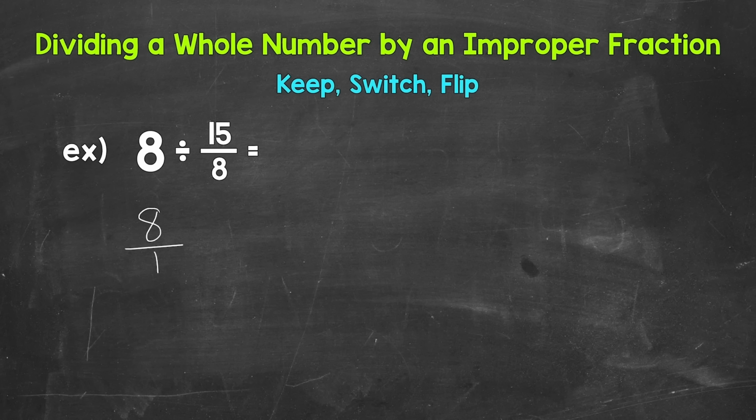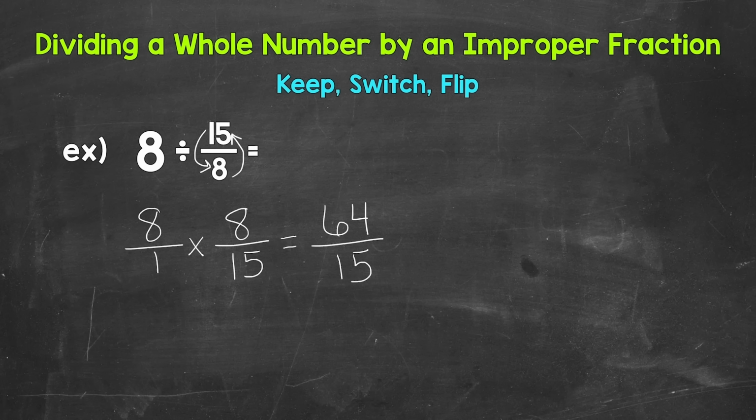So keep 8, and again, we wrote it in fractional form. Switch to multiplication, and then flip 15/8. So 8 is now the numerator, and 15 is now the denominator. Now we can multiply straight across. Let's start with the numerators. 8 times 8 is 64. Now for the denominators, 1 times 15 is 15. So we get 64/15. And that is our answer, but it's an improper fraction.